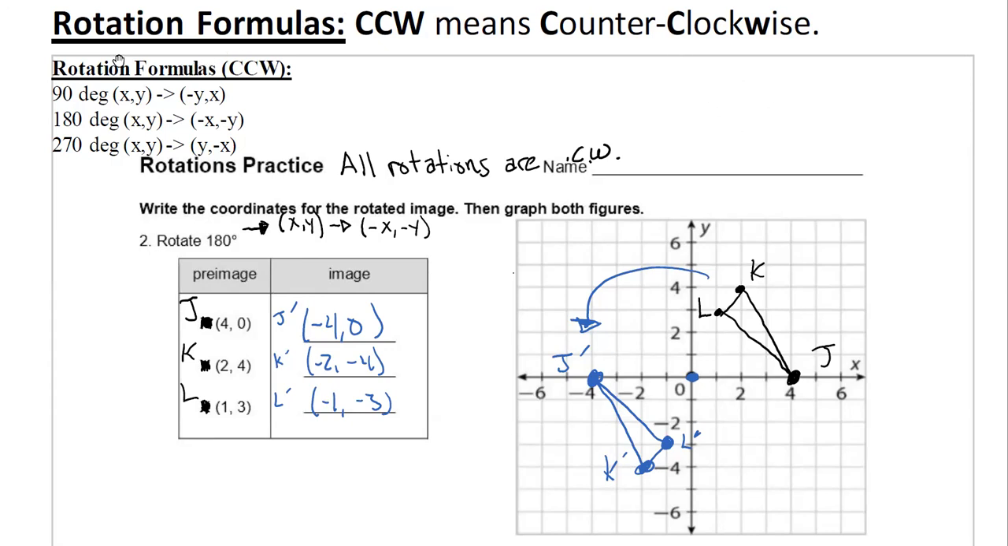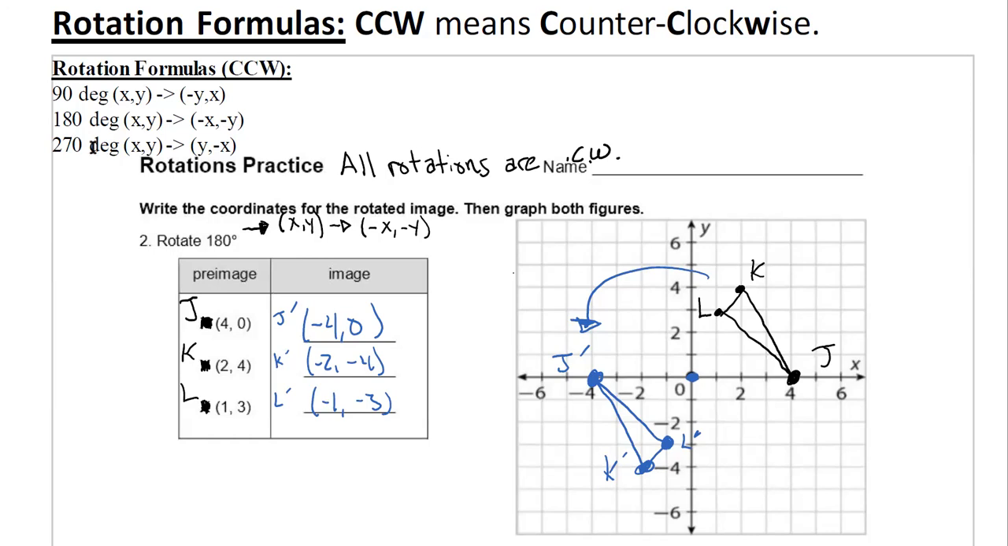Now, here we're going to use formulas. So, rotation formulas, CCW. For 90 degrees, your X and Y become negative Y and X. So your Y goes to your X column and your X goes to your Y column. For 180 degrees, XY goes to negative X, negative Y, so the X stays the same but becomes negative, and the Y stays the same but becomes negative.